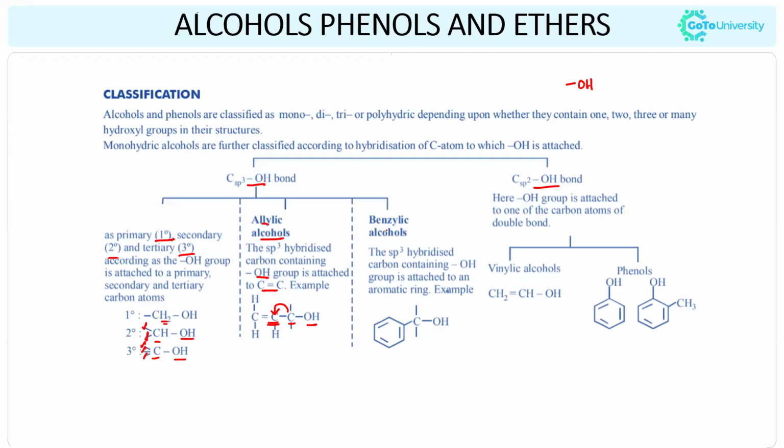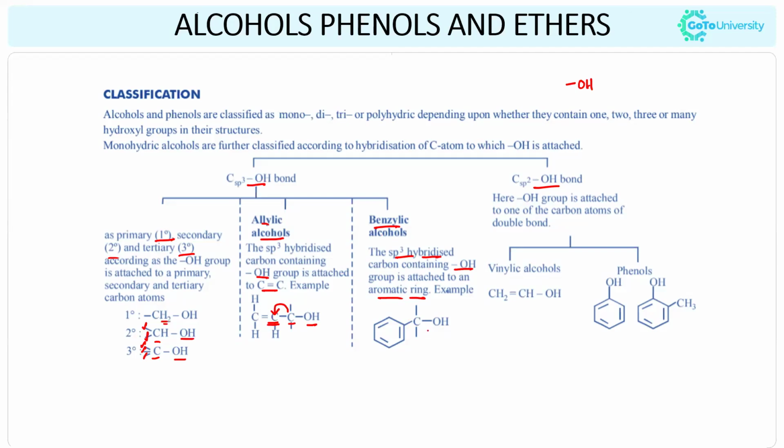Now next is benzylic. Benzylic means there will be a benzene group, right? So the sp3 hybridized carbon containing the hydroxyl group is connected to an aromatic ring. So allylic and benzylic are different. Allylic means there is just a double bonded carbon. But if you come to benzylic, the hydroxyl group containing carbon is connected to the entire benzene ring. That is the difference.